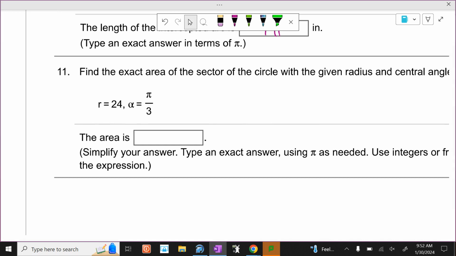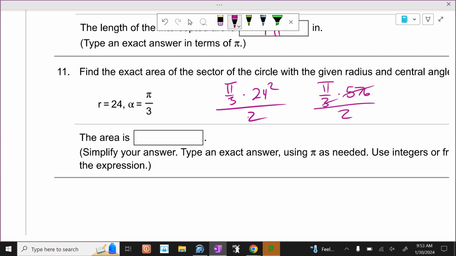Sector area, radians or degrees? Is this in radians or degrees? Radians. So it's pi over 3 times 24 squared, all divided by 2. Pi r squared over 2. Or the radians times radius squared over 2. So 24 squared is a big number. How big of a number? 576, right? So 576 divided by 3 is 192 pi over 2, which is 96 pi.